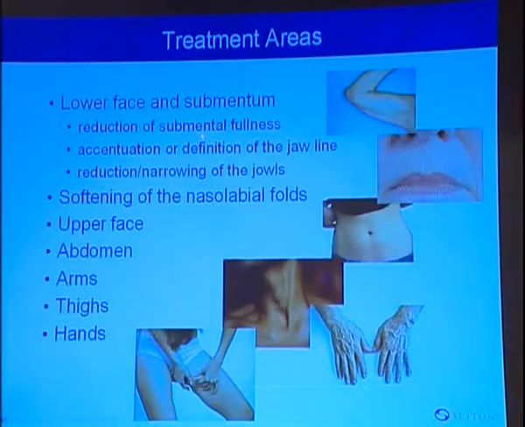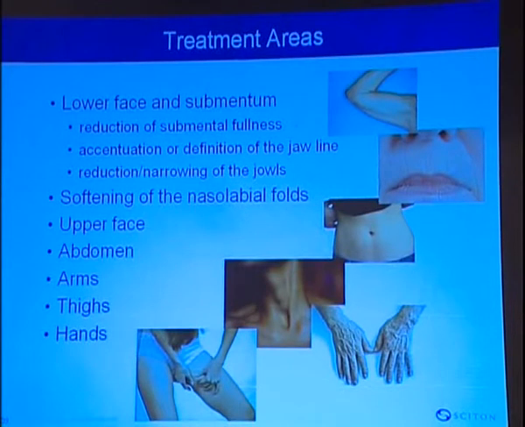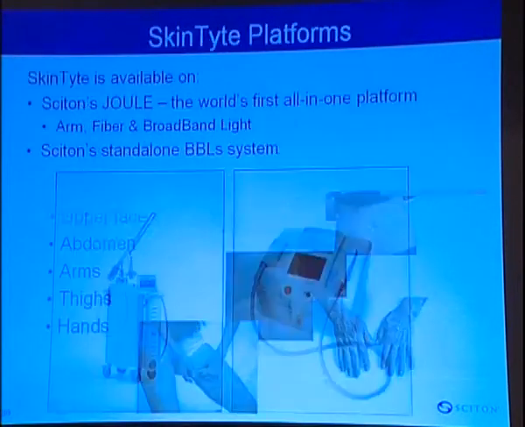So we cool the surface, we heat the dermis up to 65 degrees, and this will lead to the effects we mentioned before. This is showing that the treatment area is cooled, and the surrounding area is going to heat up, and this will lead to good improvement in the skin. The treatment areas: the lower face and submental, reduction of the submental fullness, accentuation and definition of the jawline, reduction and narrowing of the jaws, softening of the nasolabial folds, upper face, abdomen, arms, thighs, and hands.